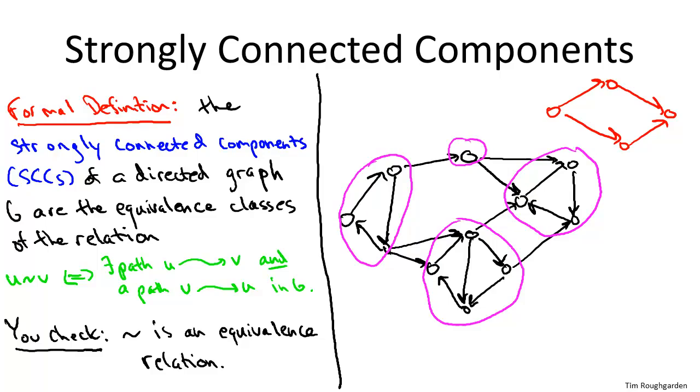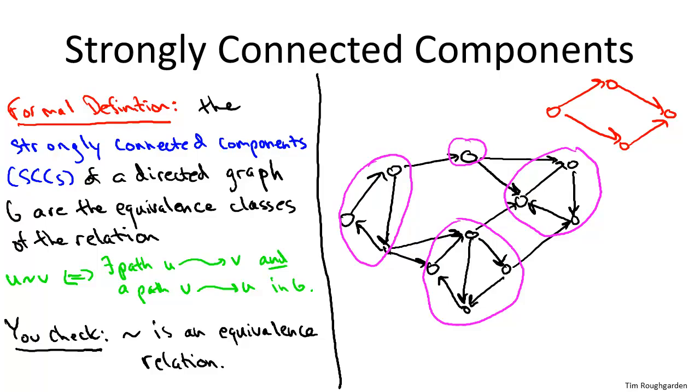What I also claim is true is that all of these regions are maximal, subject to being strongly connected. That's why they're the strongly connected components. That's why they're the equivalence classes of this equivalence relation we just defined. So if you take any pair of nodes which lie in 2 different circles, you either won't have a path from the first one to the second one, or you won't have a directed path from the second one back to the first one.